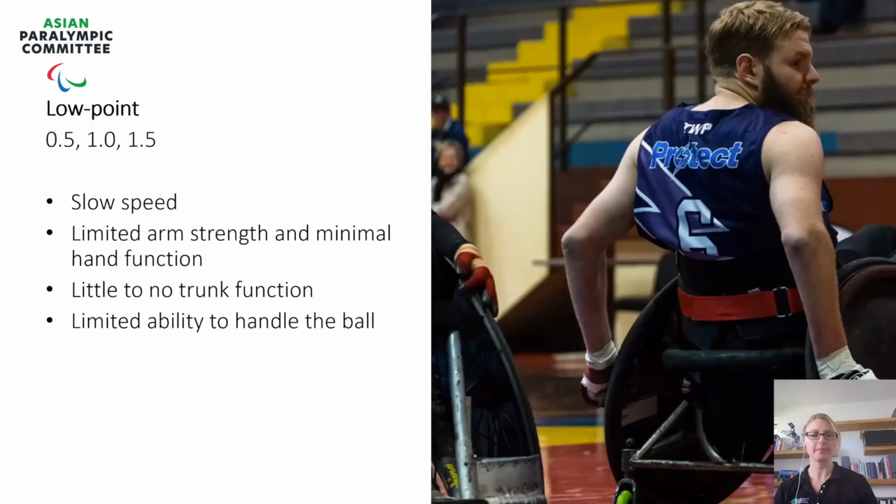So we're going to start by looking at the low point athletes. These are the 0.5s, 1.0s, and 1.5s. They tend to be the slower athletes on court. They'll have limited arm strength and minimal hand function. Most of them will also have pretty much no trunk control, so you'll see them strapped into their chairs, and they're going to have a really limited ability to handle the ball or to throw the ball. Some of the 1.5s might be able to inbound when they've got time to set up a pass, but they're not going to be the major ball handlers during a game.